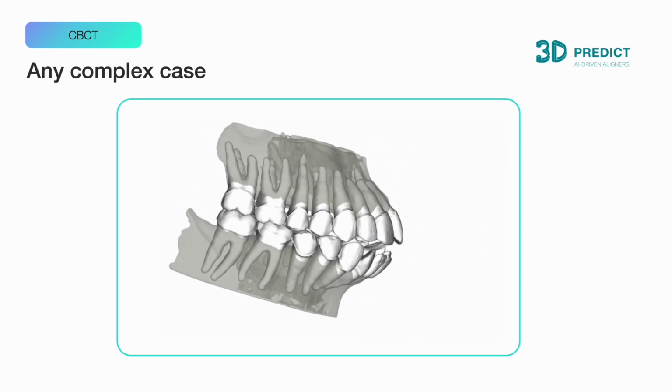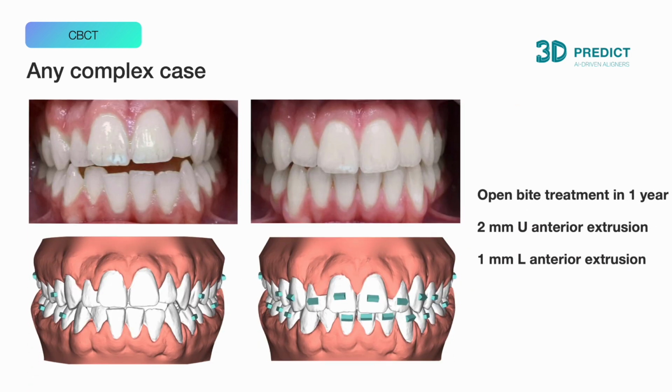So let's say your first 10 to 20 cases with a simpler case, such as this one. Now, for this specific case, no CBCT was submitted and the result was impressive, achieving 3 millimeters of total anterior intrusion to resolve the open bite in just 1 year.